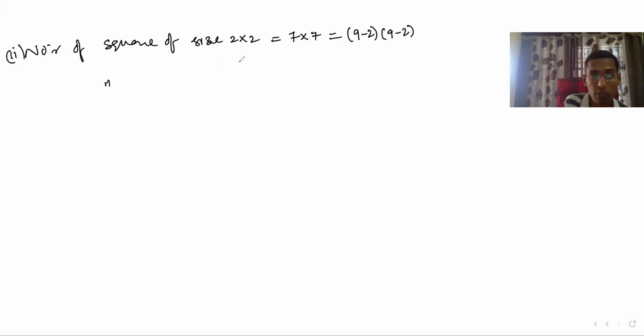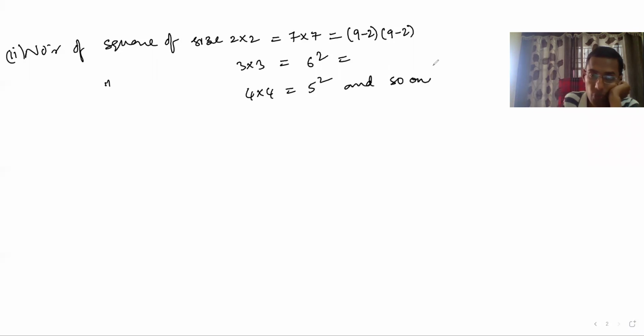Next, number of squares of size 3 by 3. That is, this is 7 square, this is 6 square. 4 by 4, that is 5 square, and so on. Then what you are going to get last? Number of squares of size 8 by 8. That means only one square.